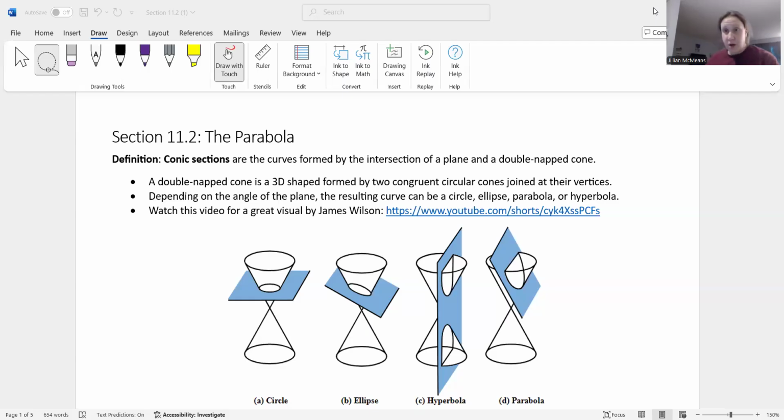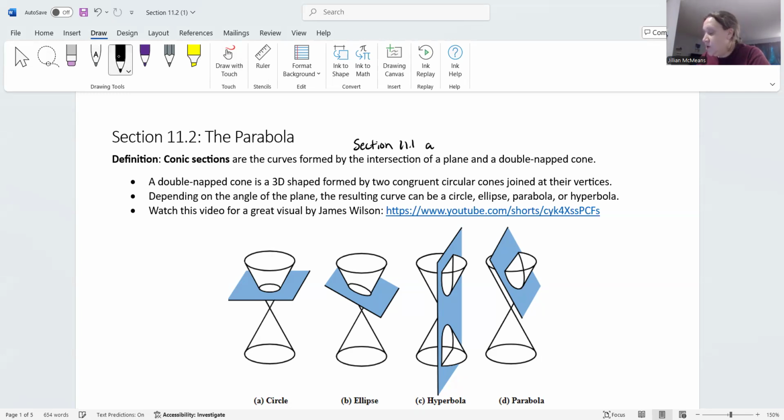Please notice that we are officially starting with section 11.2, which is all about the parabola. So chapter 11 is analytic geometry, and we're going to talk about things called conic sections. And 11.1, there.